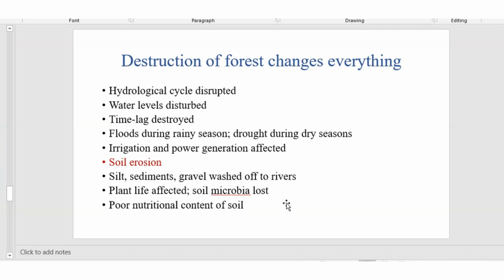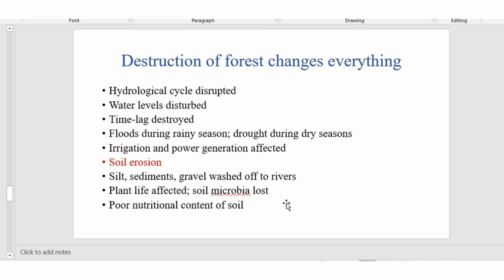So one major component of land degradation is soil erosion, and it's also a consequence of excessive deforestation or unplanned cutting of trees. Destruction of forests also causes events like siltation. There is excessive entry of sediments into these water bodies. Gravels get washed into water bodies. When the topmost layer is lost, then the plant life is also affected.